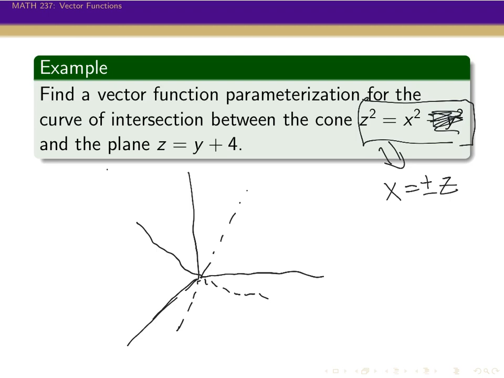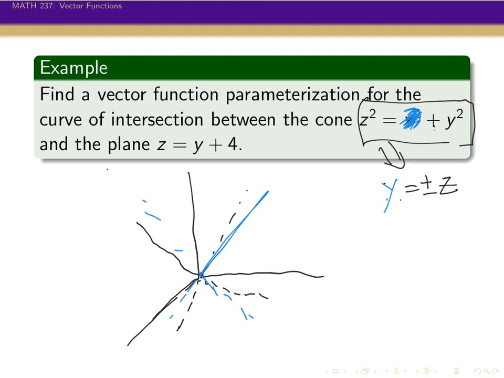Same thing if I take out, let's do this in a different color. If I look at the yz plane, so set x equal to 0, I get z squared is equal to y squared. And so that's going to tell me that y is equal to plus or minus z. So these lines are going to start looking like they copy over each other.